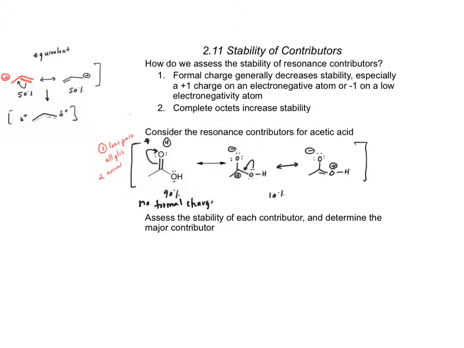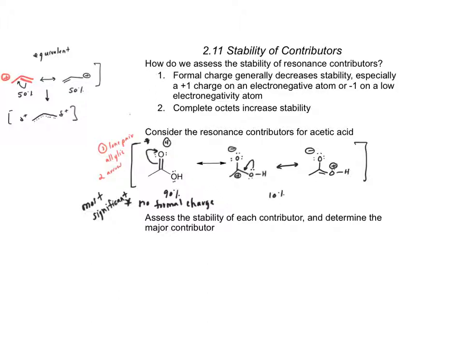That, if there's no formal charge, is always going to be the best structure, the most significant structure, right? So for this guy, this is most significant, right? And it will contribute about 90% of its character to the overall structure, okay?